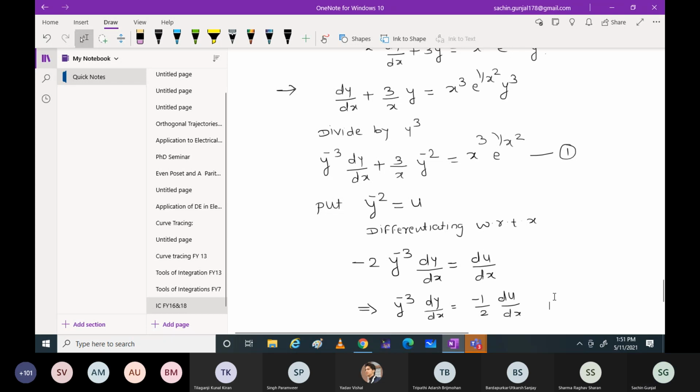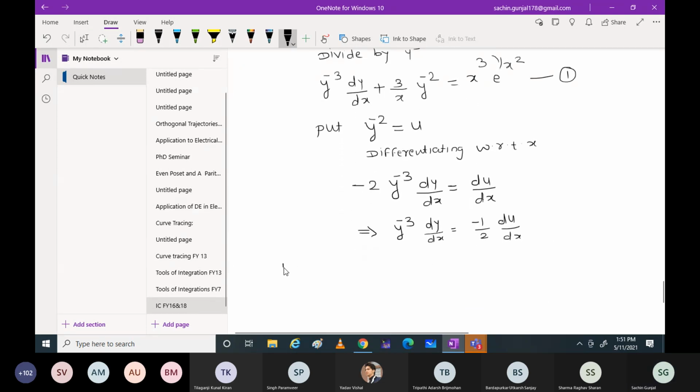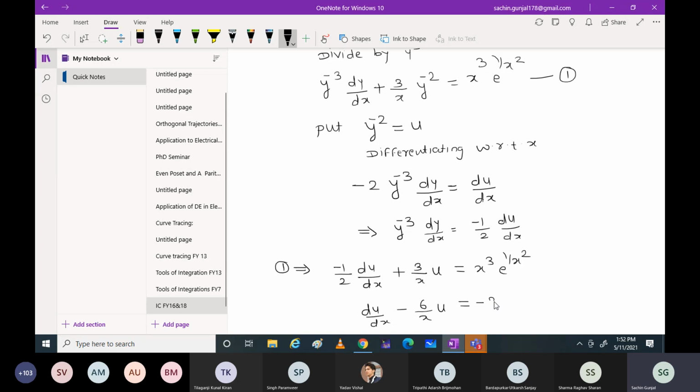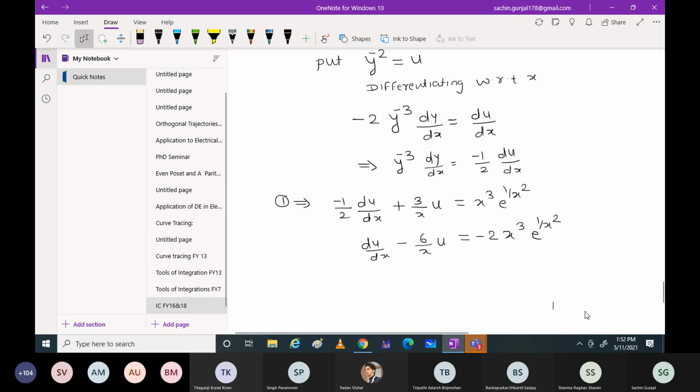All right. So 1 becomes minus 1 by 2 du by dx plus 3 by x as it is, y raised to minus 2 is u, equal to x cube e raised to 1 by x square. Okay, then multiply by minus 2, so you'll have du by dx minus 6 by x into u is equal to minus 2 x cube e raised to 1 by x square. Up to this step, any doubt? No, sir.